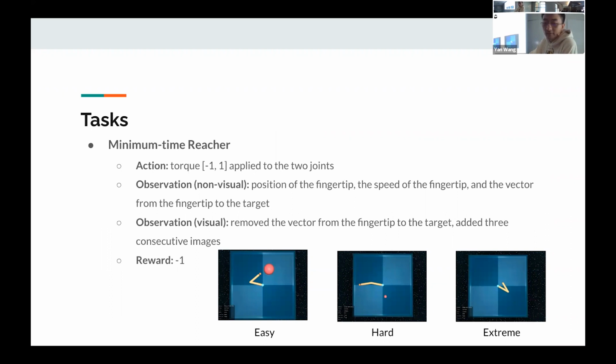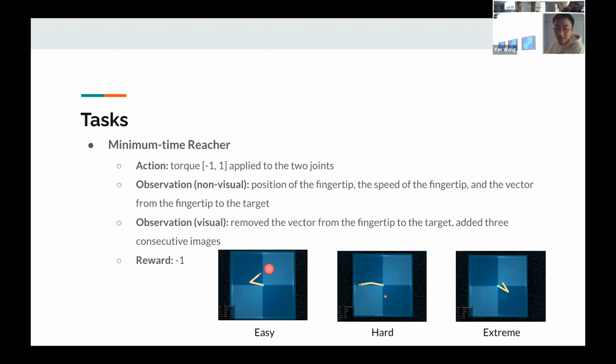The first task is called minimum time reacher. It was derived from the DeepMind control suite. We converted it to the minimum time formulation, that is, the reward function is changed to -1 for each step. The task aims to move the fingertip of the robotic arm to the target, designated by the red dot on the 2D plane.